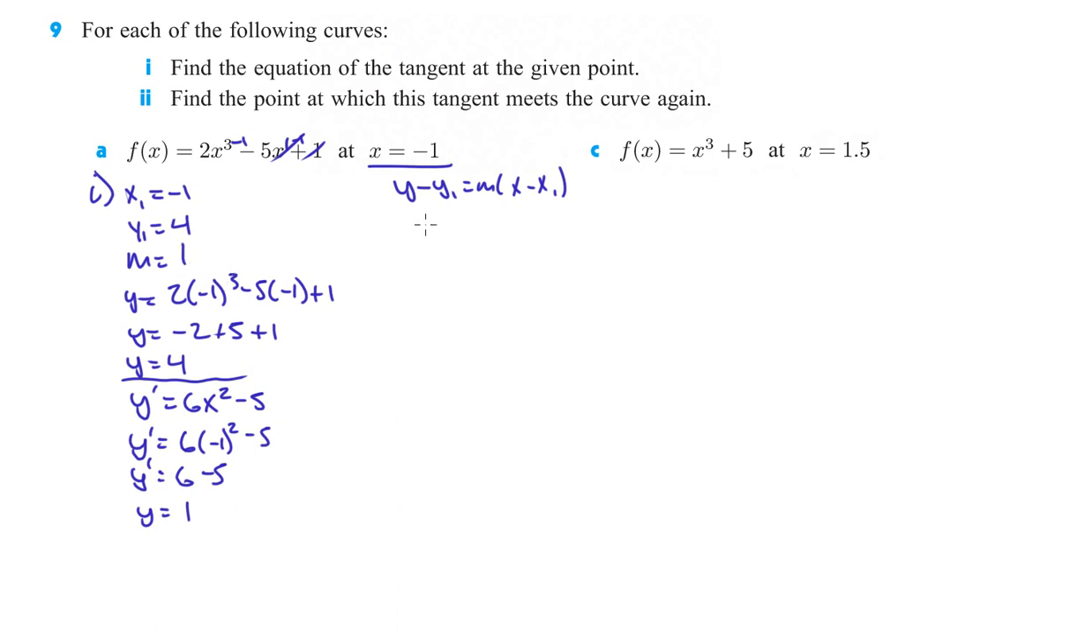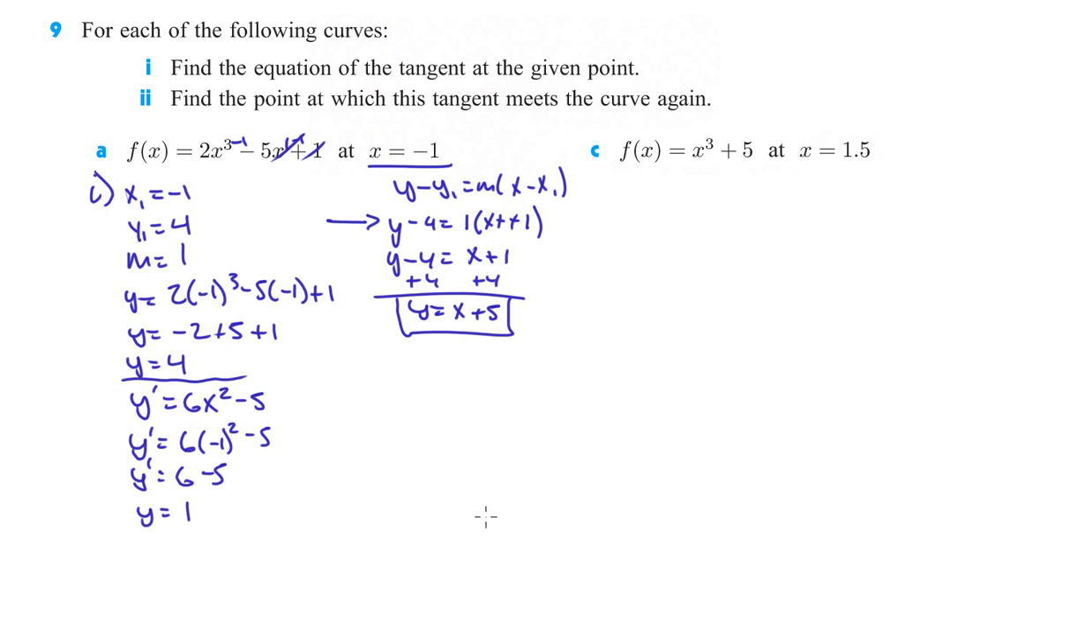So now that we have all those pieces, we can simply plug it in over here. y minus 4 equals m, which is 1 times x minus -1. So we get y minus 4 equals, distribute that 1 through, and that's still x plus 1. Add 4 to both sides, and we get y equals x plus 5 for the equation for part 1.